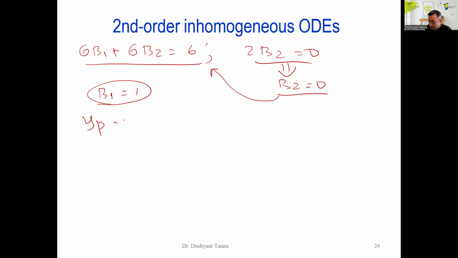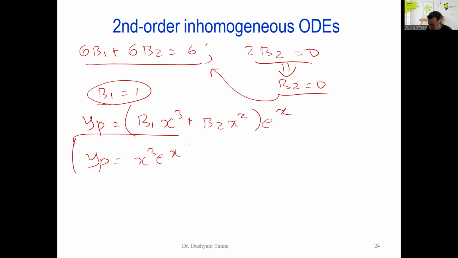So your yp, right, which was originally b1 x 3, b2 x square e power x, will reduce to yp is equal to b2 is gone. So b1 is 1, x3 e raised to x. After all this terrible y dash, double dash, lot of expansion simplification, yp turn out nice and simple.